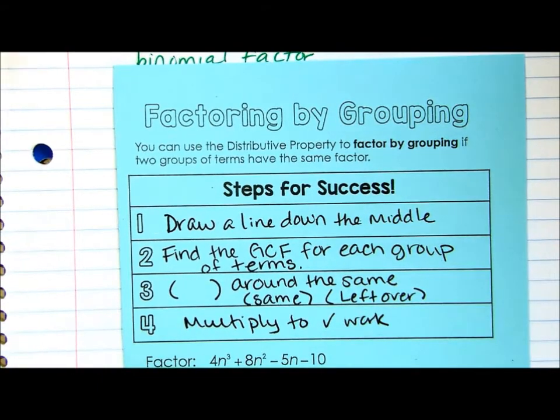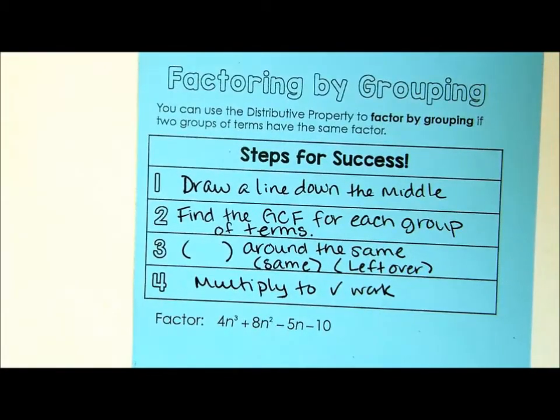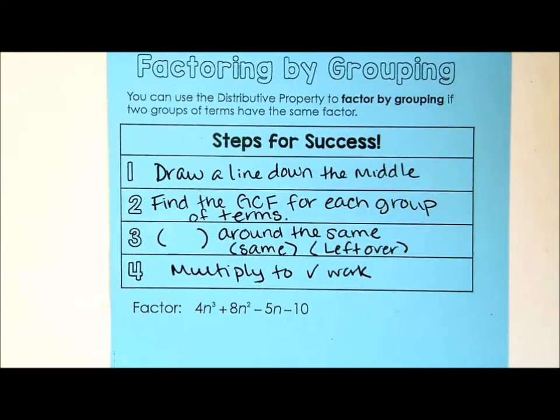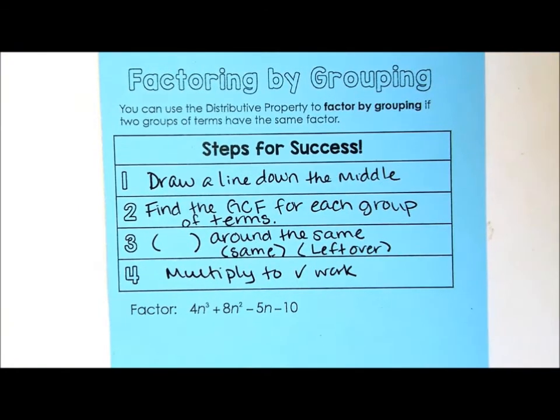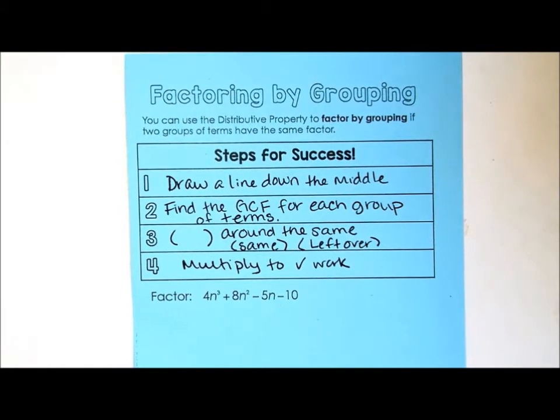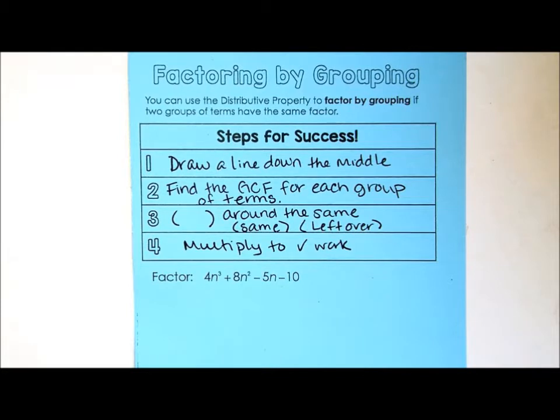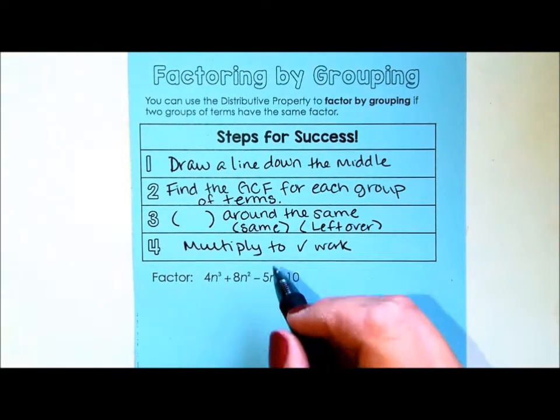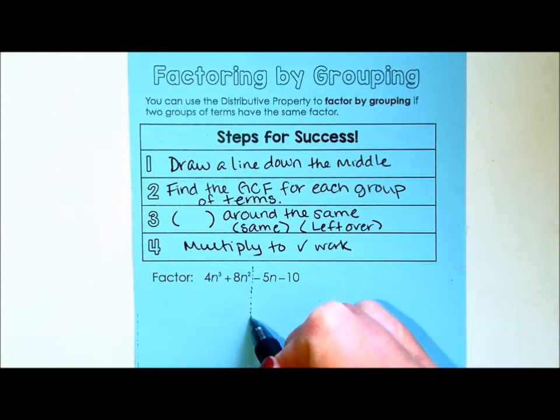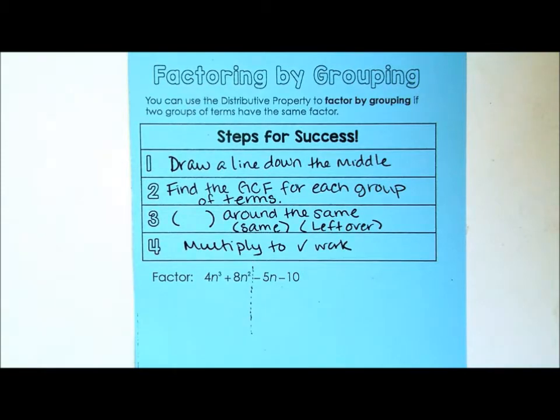So, utilizing the information from these 4 steps, we are going to go through and factor this polynomial together. Now, the polynomial we have here is 4n to the 3rd plus 8n squared minus 5n minus 10. My first step for success in factoring by grouping is that I'm going to draw a line down the middle. Now the middle is in between my 8n squared and my negative 5n. So I'm going to draw a line down that.